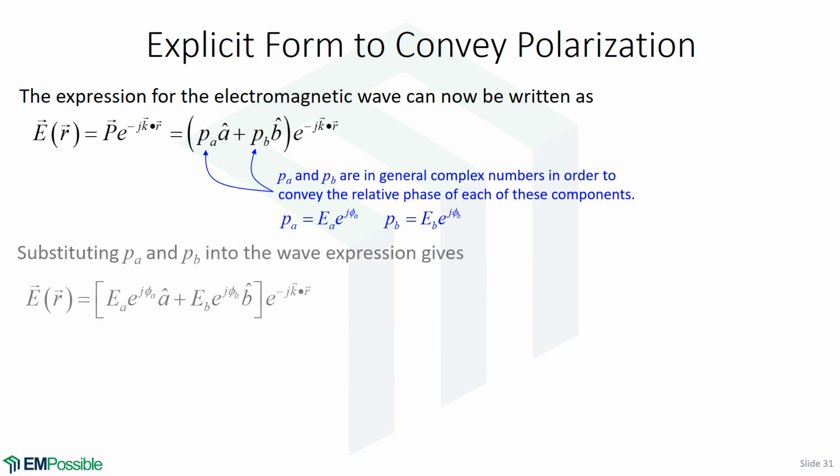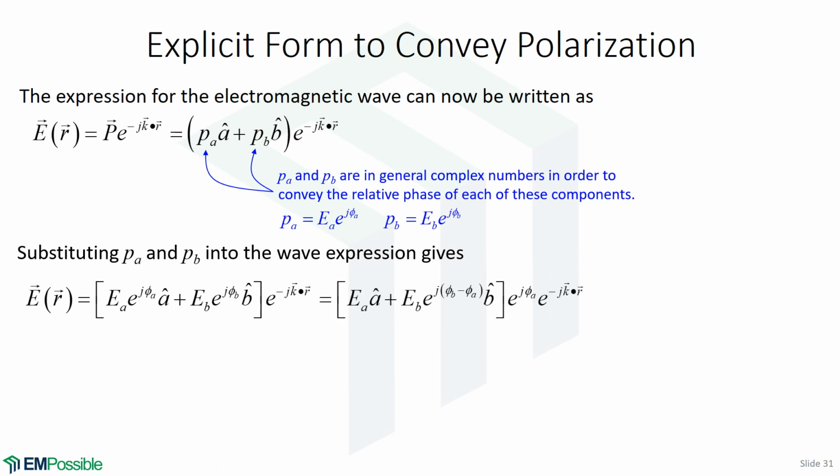So now we can take those expressions for PA and PB and plug those into our expression for the wave. So we no longer see PA and PB. We have everything in terms of the EA, EB, phi A, and phi B.